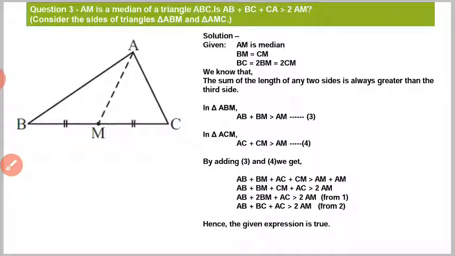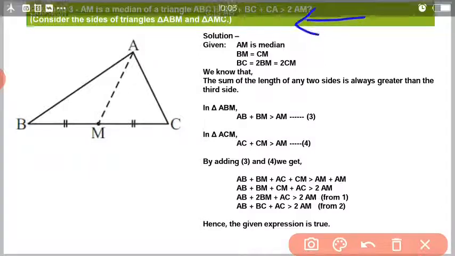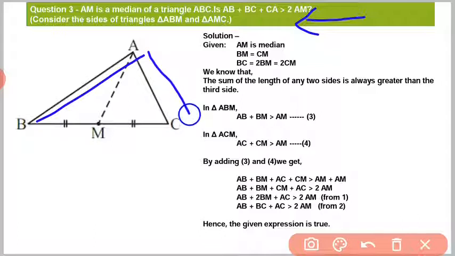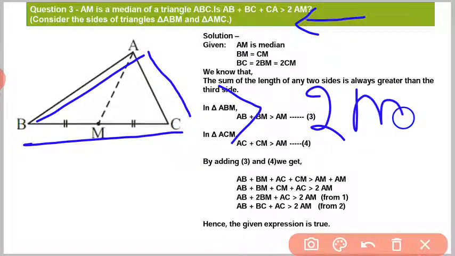Question number 3. AM is the median of triangle ABC. Is AB plus BC plus CA greater than 2AM? We have been given a statement: is AB plus AC plus BC greater than 2AM or not.